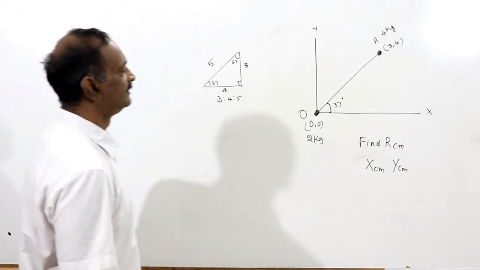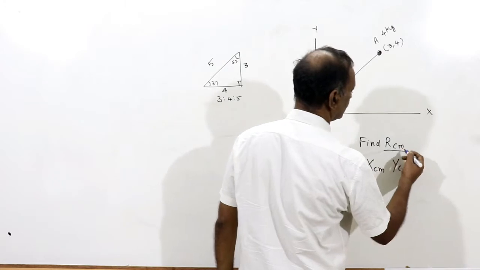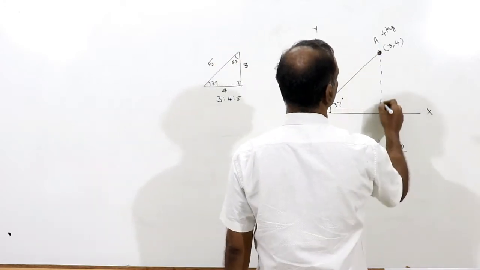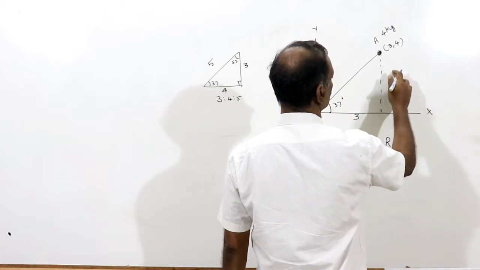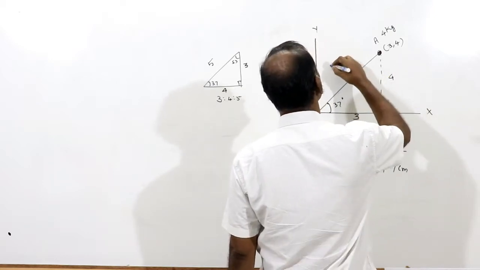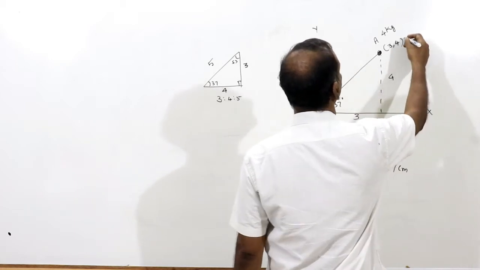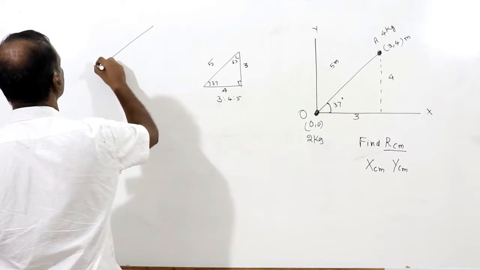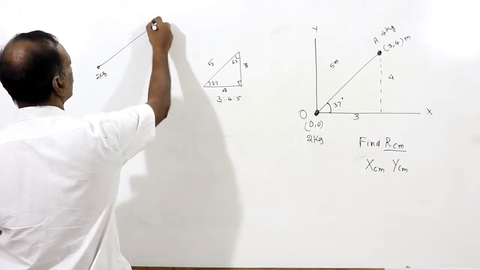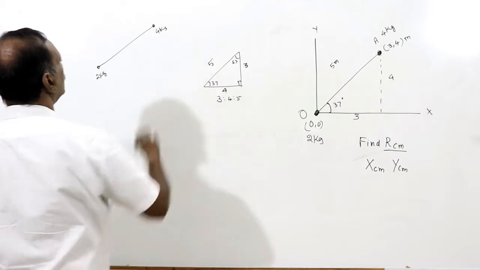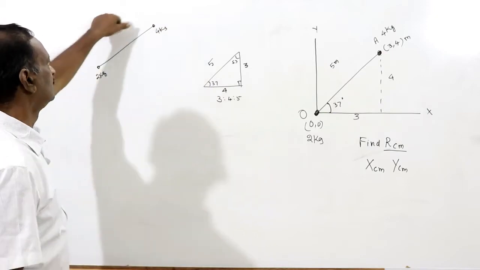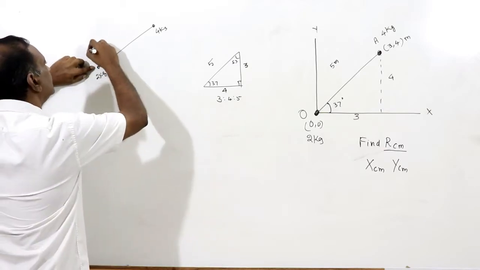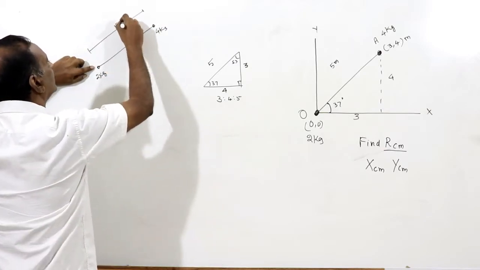So we have to find RCM first. RCM means we should know this distance. This is the 3 x coordinate, this is 4. Obviously this distance is 5 meter, in meters. It means R is equal to, from here 2 kg, from here 4 kg. We can take the center of mass about this point as well as about that point; both will give the same distance. Let us take it about this point. This distance is 5 meter.